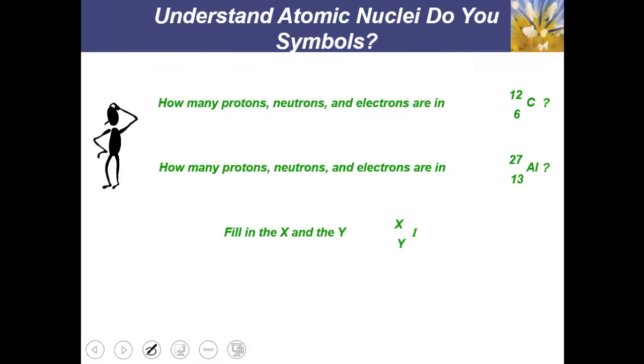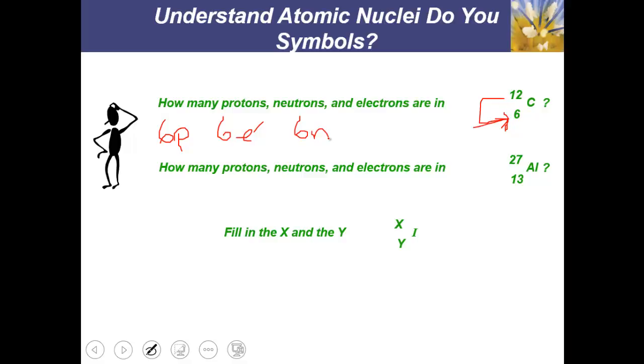So it says how many protons, neutrons, and electrons are in carbon 12? Well, the atomic number, 6 protons. So we know there are 6 electrons, same number, and then the mass number, subtracting the atomic number, 12 minus 6, will get us 6 neutrons.